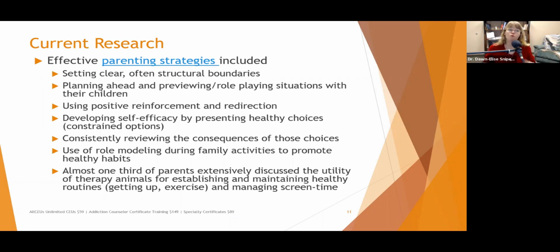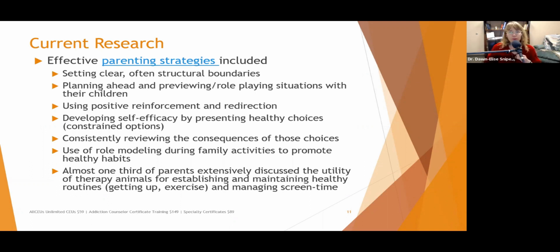Develop self-efficacy by presenting healthy choices with constrained options, such as, okay, you have to eat a vegetable at dinner. Would you like to have broccoli, corn, carrots, peas? Instead of saying, what do you want for dinner? Giving them options to make sure that they have the ability to make some healthy choices. And consistently review the consequences of choices. If they choose not to eat their vegetables, there's going to be a consequence, and reviewing that with them so they start drawing that connection between, if I don't eat my vegetables, then I don't get screen time tonight, for example. Use role modeling during family activities to promote healthy habits like exercise, deep breathing, stretching, communication, those sorts of things.